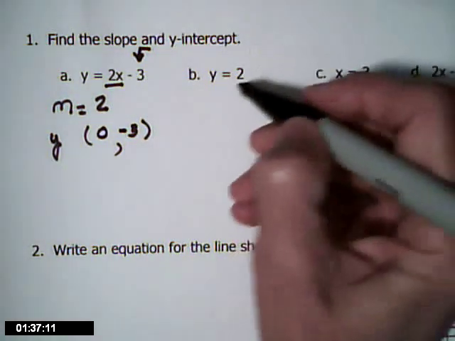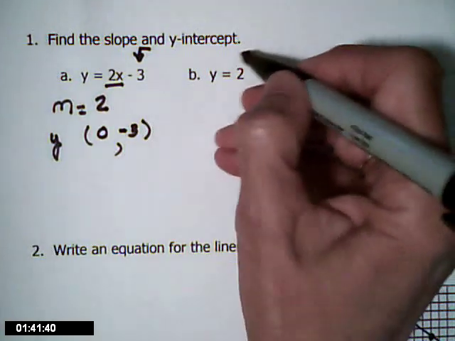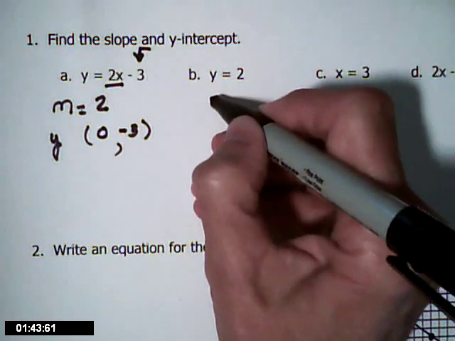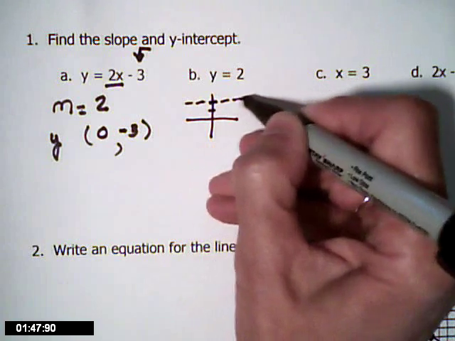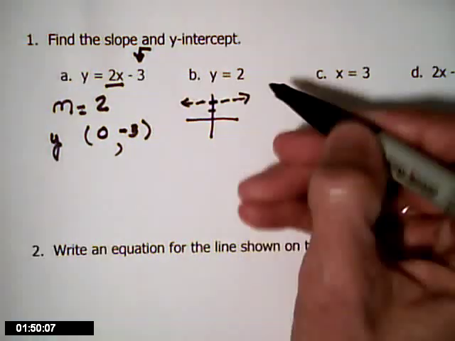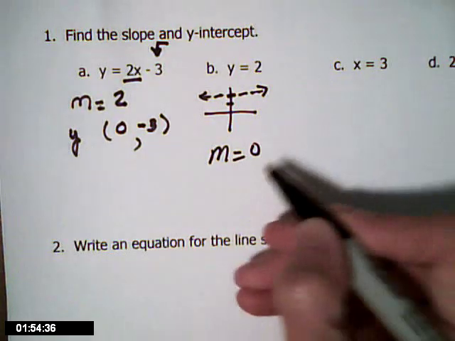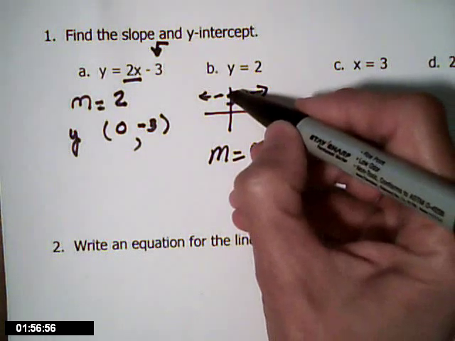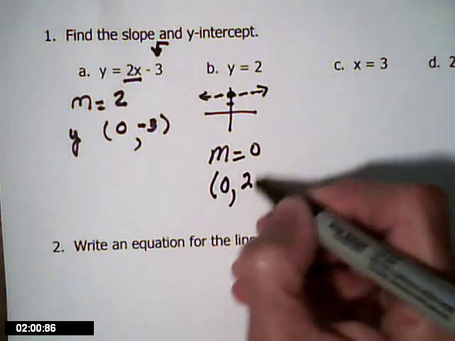Now think of this one. Sometimes a sketch will help you here. If this is a y equals equation, then it is a horizontal line. And if we think about this, where y is 2, it would be this line right here. Now the slope of any horizontal line is 0. And the y-intercept is where that line crosses the y-axis, so it is 0, 2.